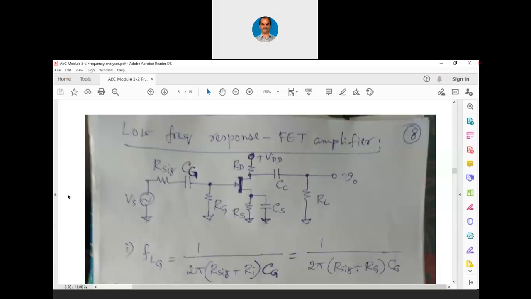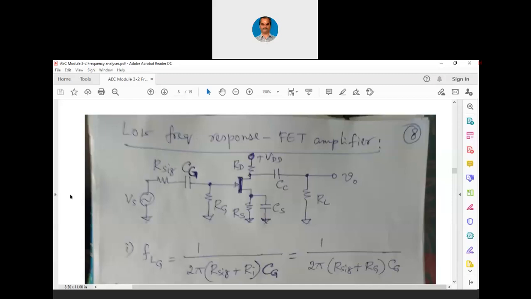So we have a resistance at the gate, we have a resistance at the source, and a capacitance at the source, and then we have a drain resistance. Then we have a coupling capacitance at the output. We have written it as CC because it's a coupling capacitance here, and then we have this RL. Now we have three capacitances: CG, CS, CC. We have to find out which of these three is dominant in deciding the low frequency response.